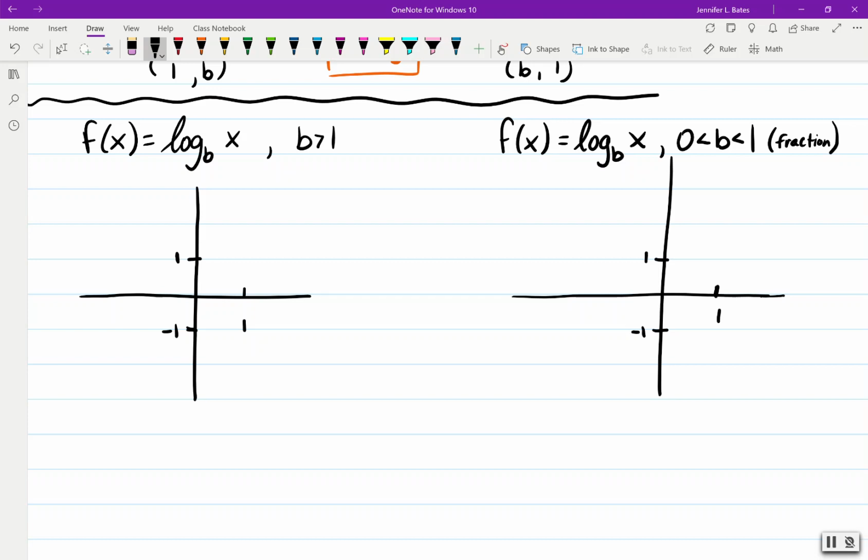Now, exponential graphs have an asymptote on the x-axis. If I flip it over the line y equals x, like how we know inverses flip over that line, for logs we know that we're going to have an asymptote along the y-axis. So on each of these graphs, we're going to draw in an asymptote on the y-axis. And remember, that just means it's a line that our function can never touch.